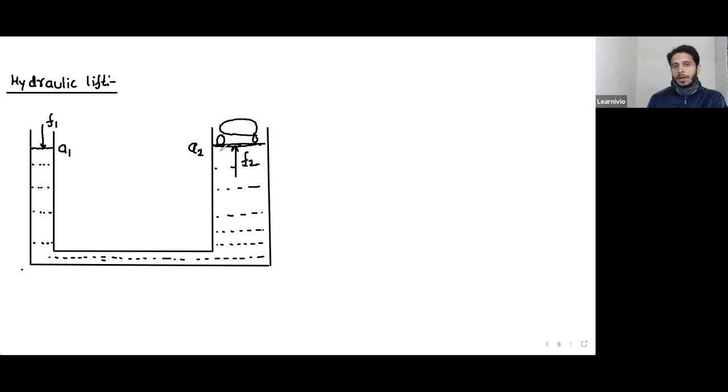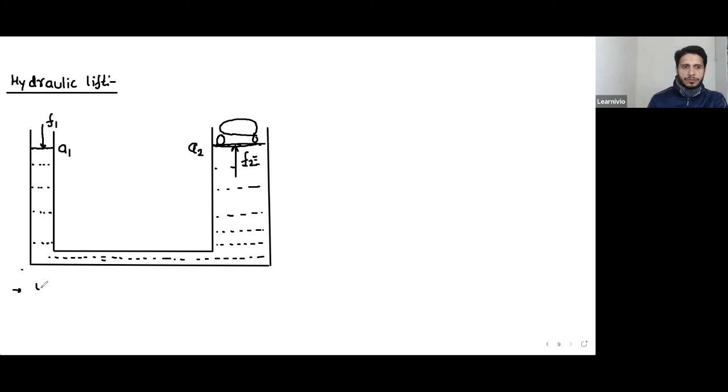This is what happens in a hydraulic lift. We put a car here. We push this narrow piston with a small force. When the small force reaches here, it gets multiplied and it can actually lift the car. This is how a hydraulic lift works. Now, in the numericals of hydraulic lift, you're supposed to calculate this F2. So I'm just writing a few points about the hydraulic lift.